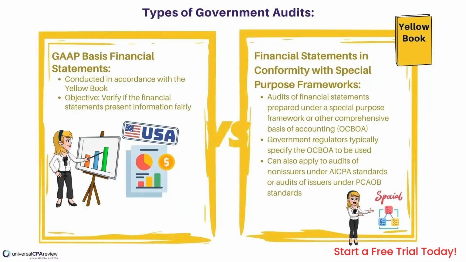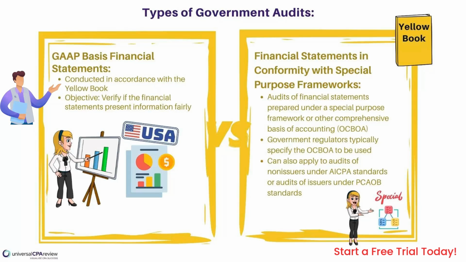So when conducting government audits, it's important to understand that financial statements can be prepared under different accounting frameworks. So this is going to compare the two types, GAAP-based financial statements and those prepared under special purpose frameworks. On the left, we have GAAP basis financial statements, which are conducted in accordance with the Yellow Book. And that's, again, the nickname for government auditing standards, or GAGAS.